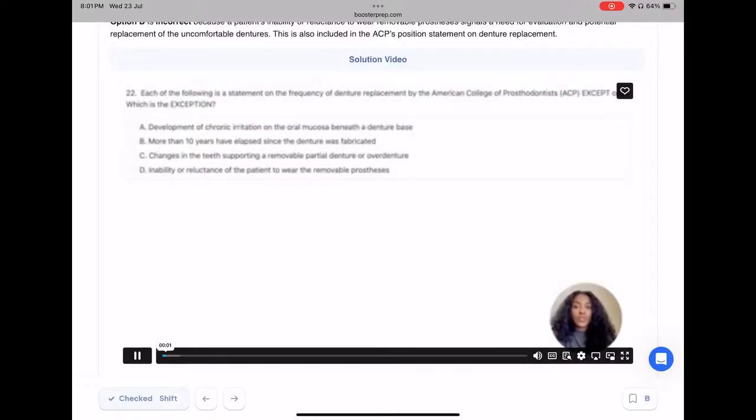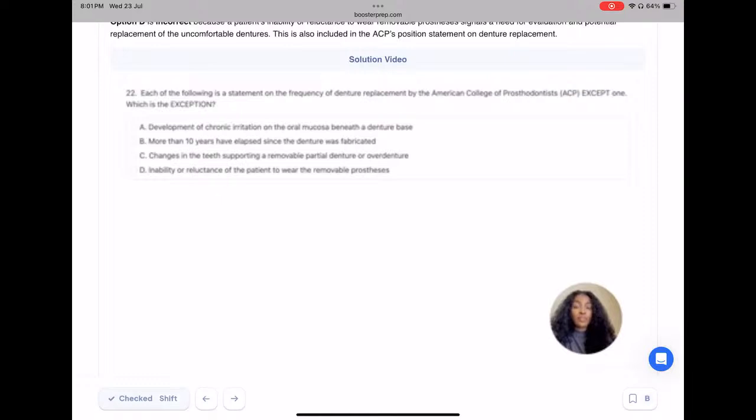So question 22 reads, each of the following is a statement on the frequency of denture replacement by the American College of Prosthodontics except one, which is the exception. So the American College of Prosthodontics developed a position statement on how often to replace dentures. It's important to replace a denture when we see signs of damage or the patient is uncomfortable. It gives dentists an outline to be able to recognize when to replace a denture.